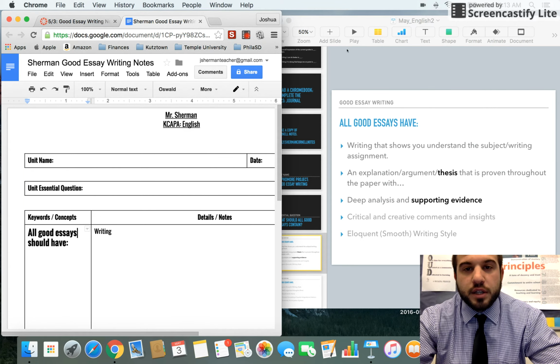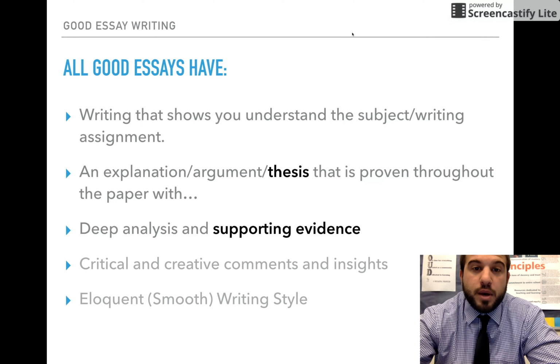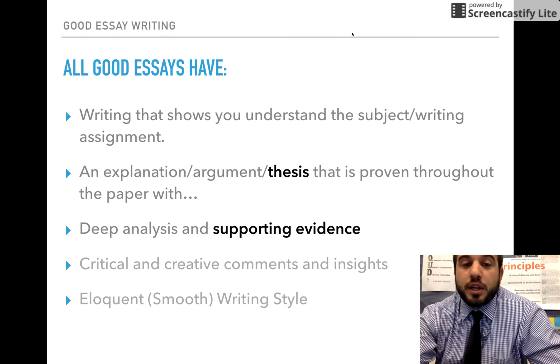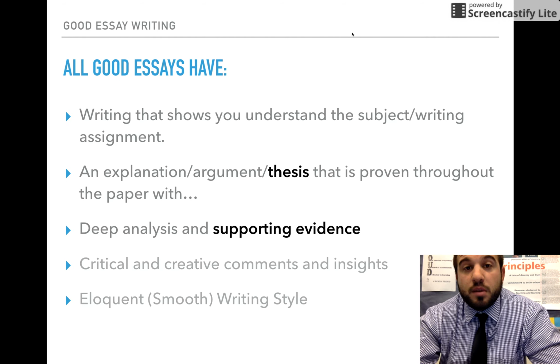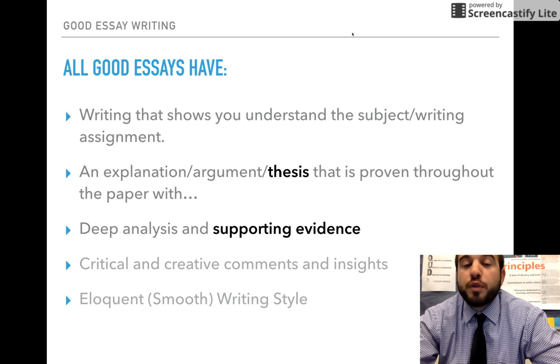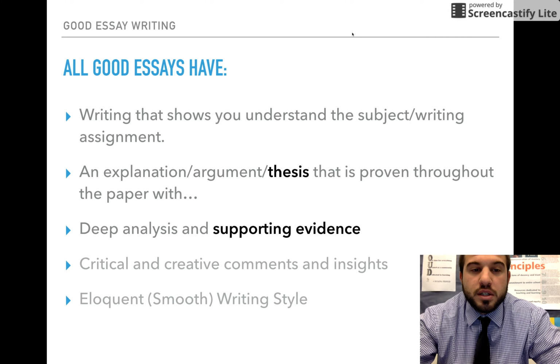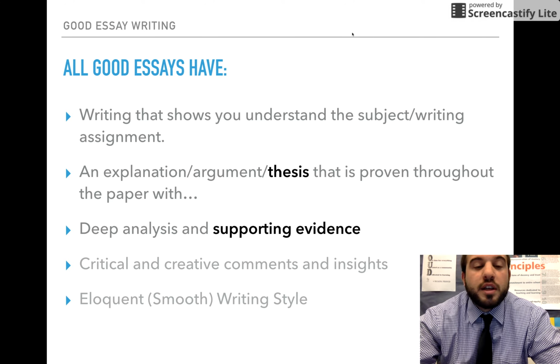All good essays should have writing that shows you understand the subject that you're writing about. That seems pretty obvious, but it's not a good essay unless your writing shows that you understand what was expected of you. You also need an explanation, argument, or thesis that is proven throughout your paper. This is going to be the main point that you're making throughout the paper, or something that you talk about at the beginning and then prove throughout the paper with evidence. These last 3 bullet points are related to your thesis. It should show that you have deep analysis and supporting evidence to support whatever claim you're making.